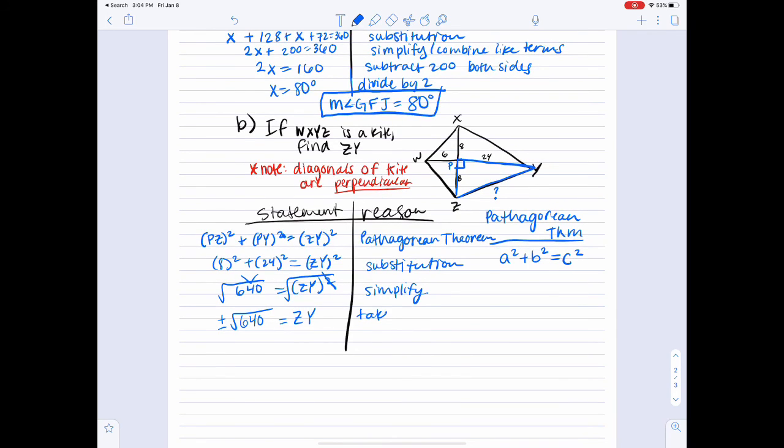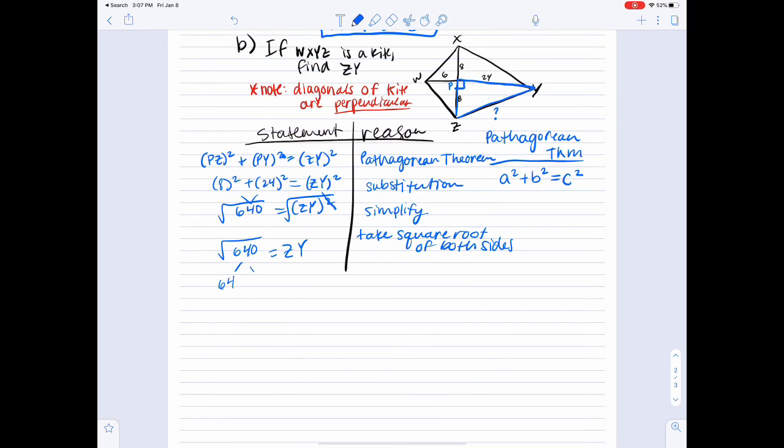Remember, you need both the positive or negative when you take the square root of something. So we are taking square root of both sides. But since this is a side length, the answer can only be the positive version, okay? So if you want to break this down, this 640, I'm going to break it down. So I know that 640 breaks down easily into 6 and 64 and 10.